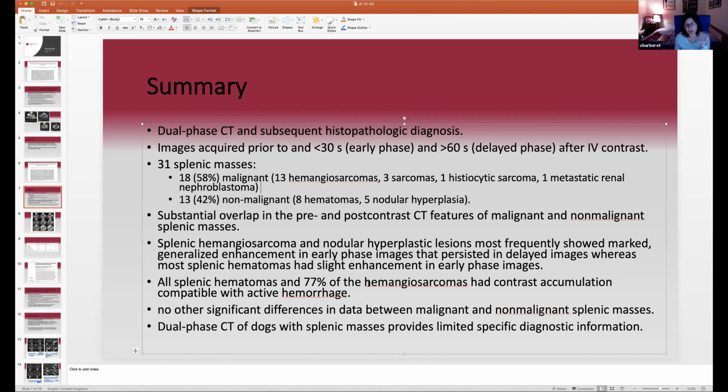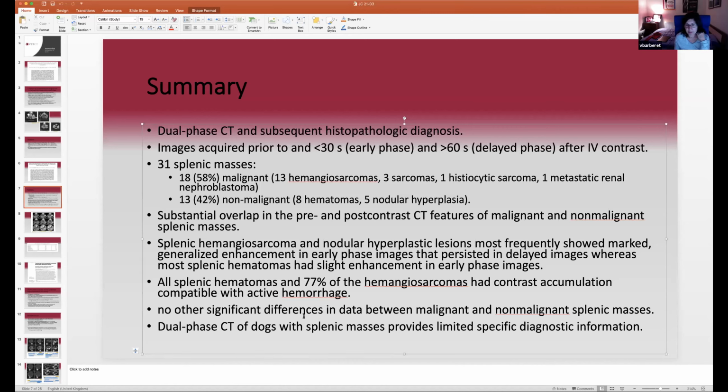And they could see also that in the hematomas and some of the hemangiosarcoma, there was some contrast accumulation compatible with active hemorrhage, which I must say I've rarely seen, but they had quite a lot of proportion of it, mentioning that.